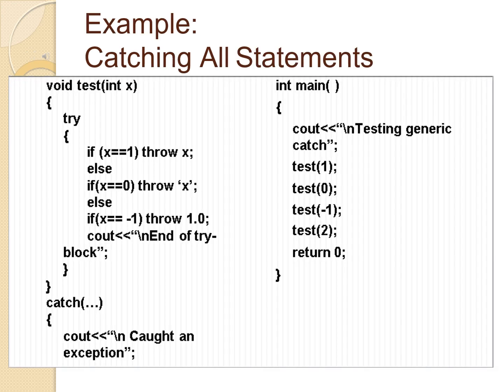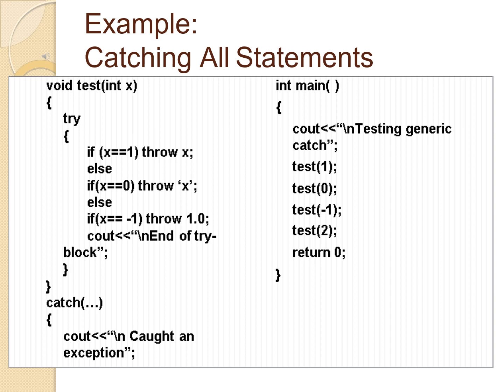So this is the same program that we have seen for different arguments. Here again you're having the test function passing an argument x. If x equal to 1, throw x. If x equal to 0, throw character x. If x equal to minus 1, throw 1.0. So for all the try statements, you're having a single catch, that is with the argument as 3 dots.